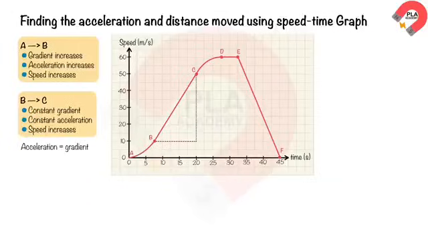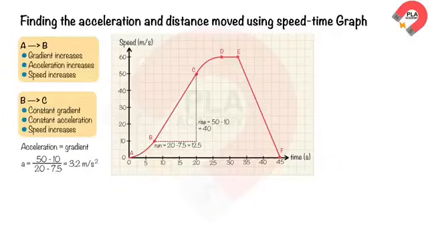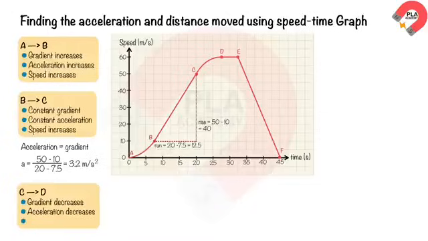We draw a right triangle. Here is change in x, or run, is equal to 20 minus 7.5 is equal to 12.5. Here is change in y, or rise, is equal to 50 minus 10 is equal to 40. Since the acceleration is equal to 40 divided by 12.5 is equal to 3.2 meters per second squared. Between C to D shows that the gradient is decreasing, so the acceleration decreases, and the speed increases.